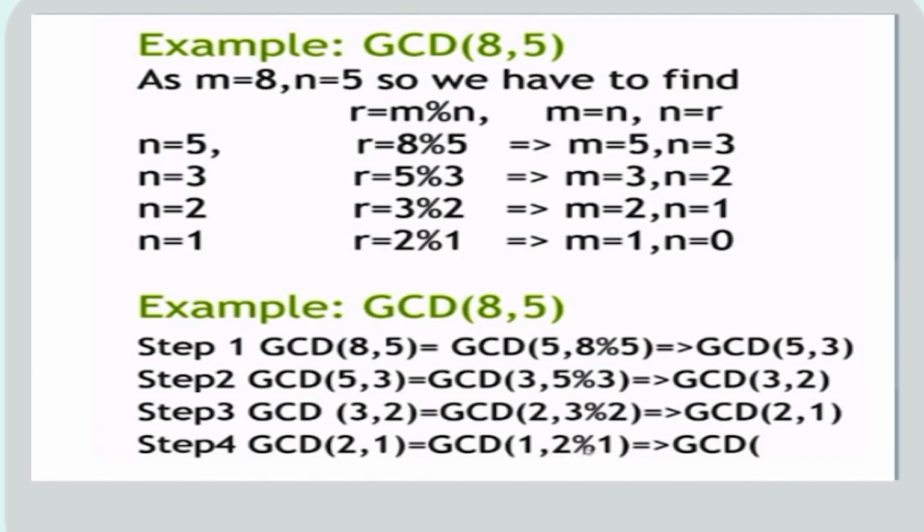In the iterative case, in step 1, GCD(8, 5) becomes GCD(5, 8 modulo 5). In the same way, in step 2, GCD(5, 3) becomes GCD(3, 5 modulo 3). At the last step, GCD(1, 2 modulo 1) becomes 0. So, 1 will be the answer.